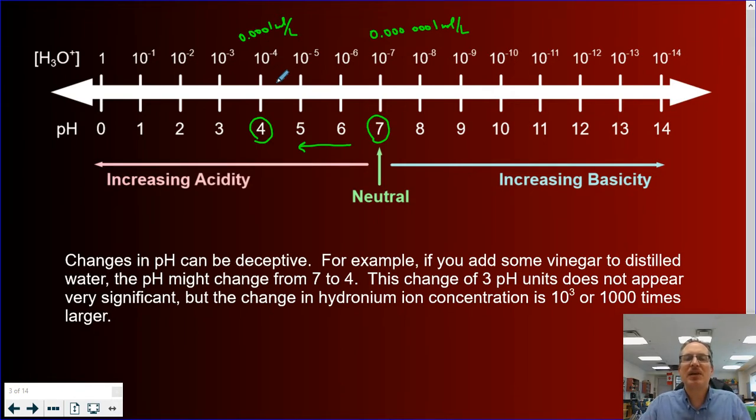Again, my hint would be draw a quick pH scale. I think it's a whole lot easier when you can actually see it written down rather than trying to just visualize it in your head.